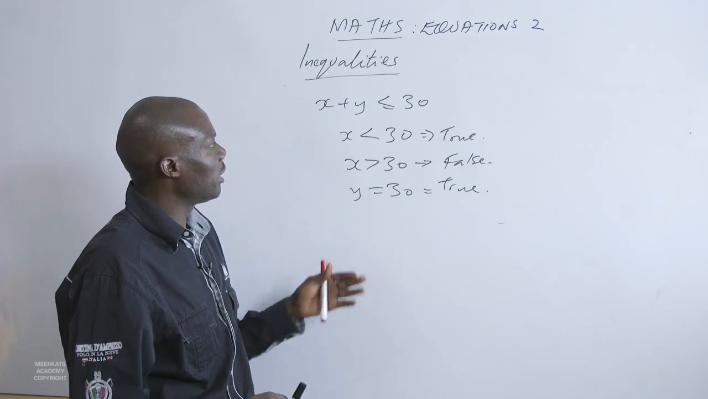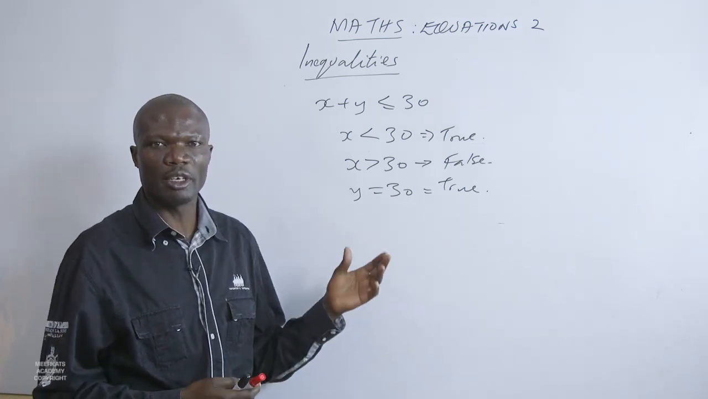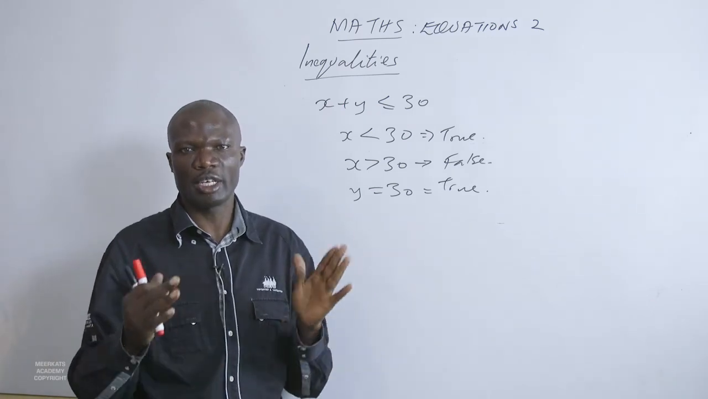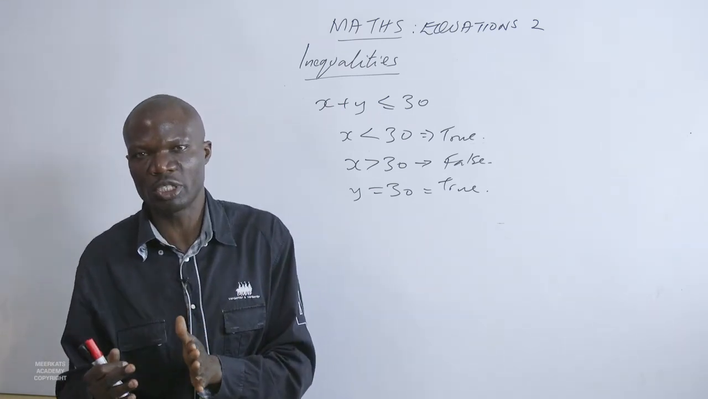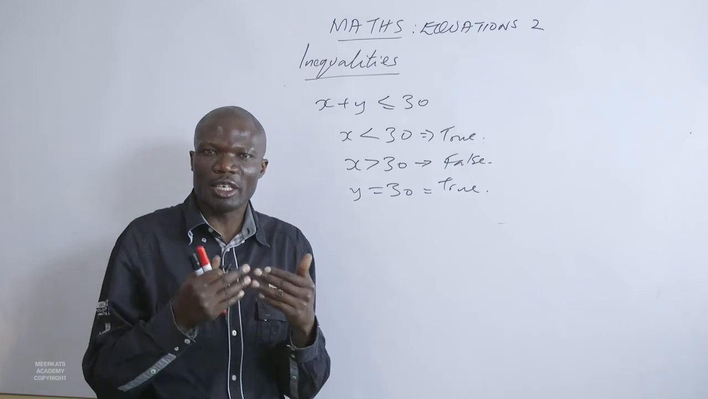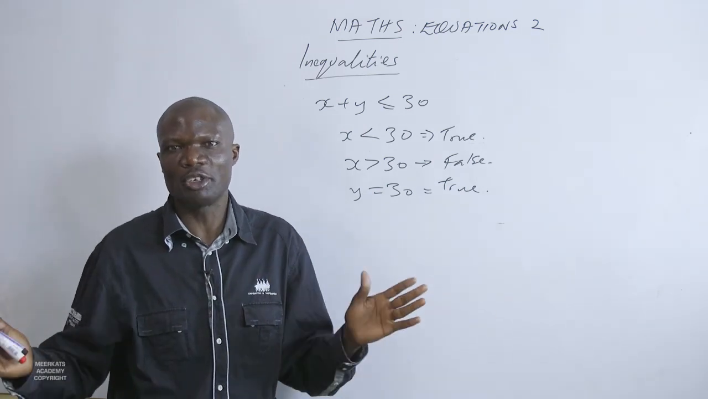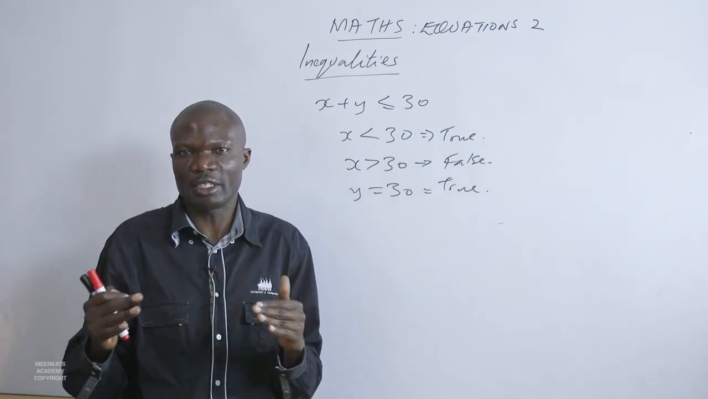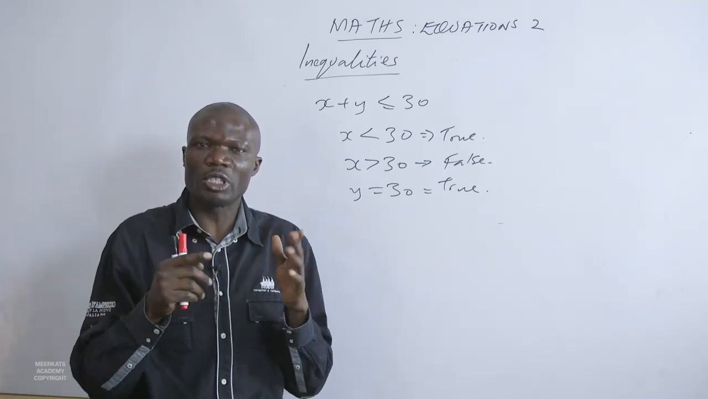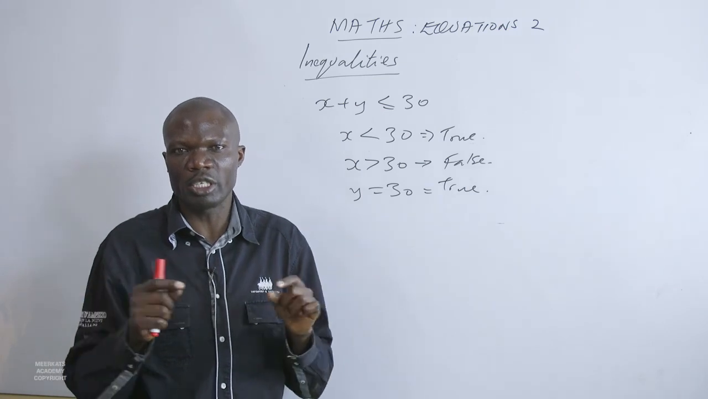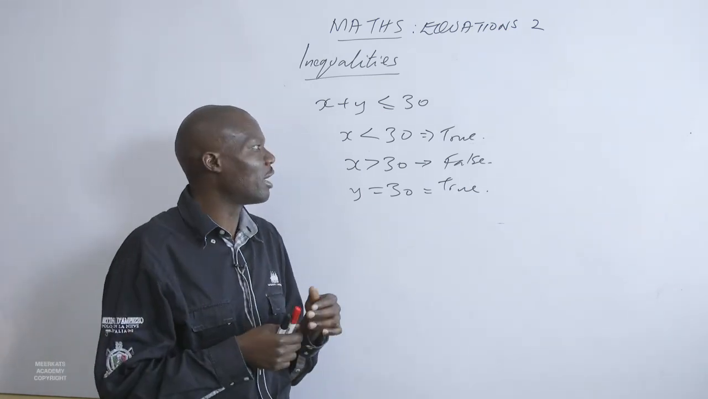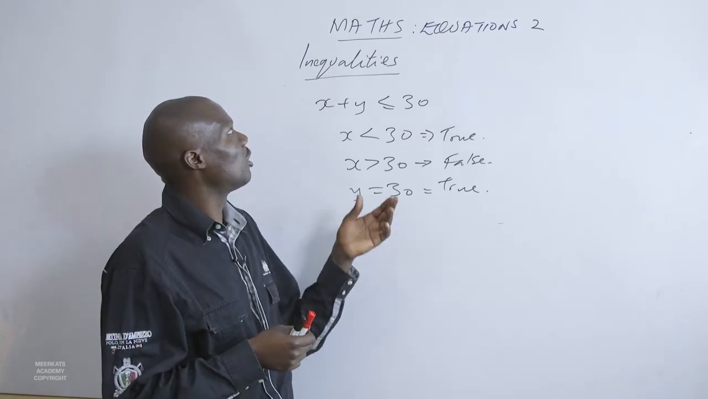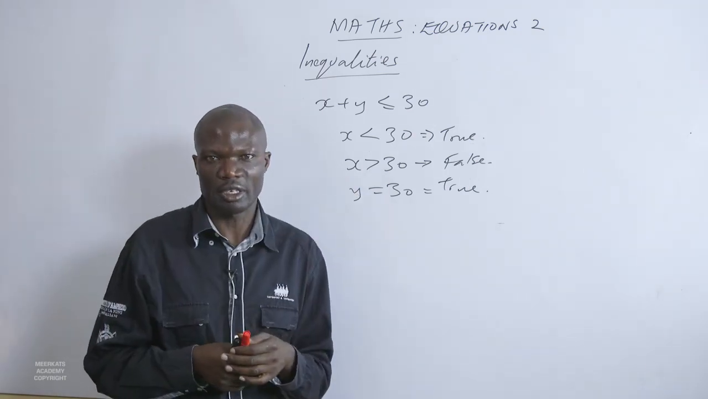Having said this about inequalities, by this time you should be able to relate inequalities to real life situations. You should be able to represent inequalities on a number line and show which ones are greater than and which ones are less than. You should also be able to represent a range of inequalities on a number line. Having said this, we come to the end of our lesson on inequalities. Thank you.